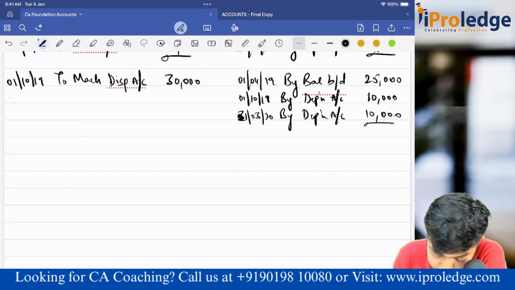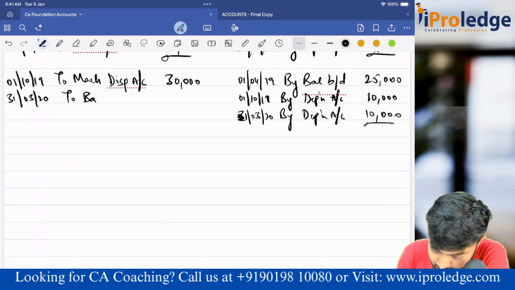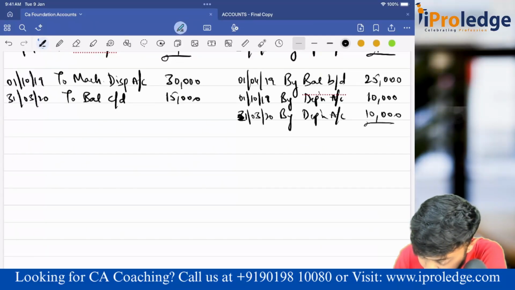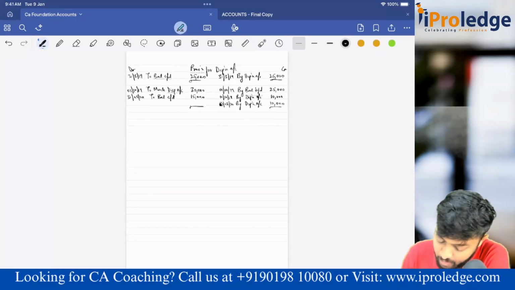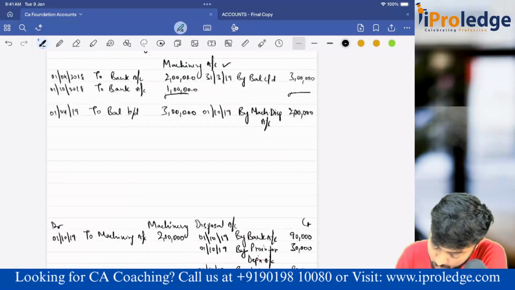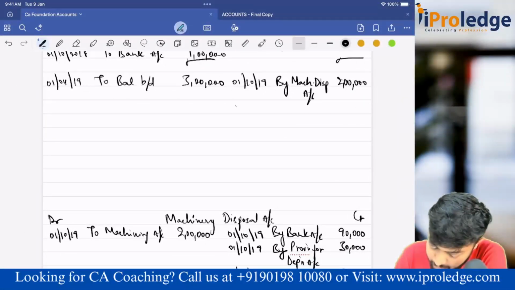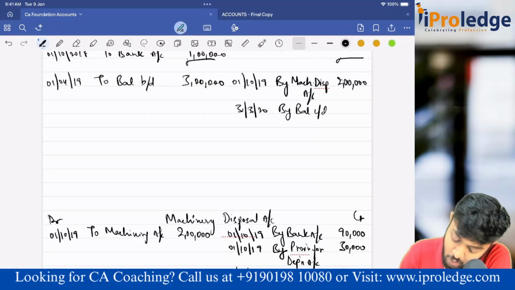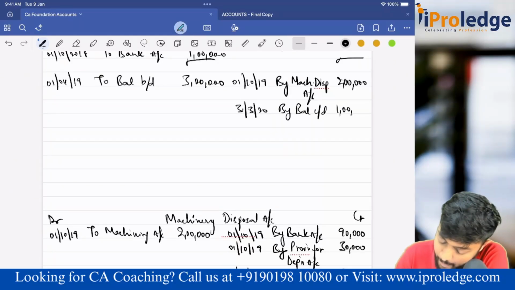So balance should be, to balance carried down, it should be 15,000. This and all is same. Okay. This also we have to close. So 31/3/20 by balance carried down, 3 minus 2, 1.